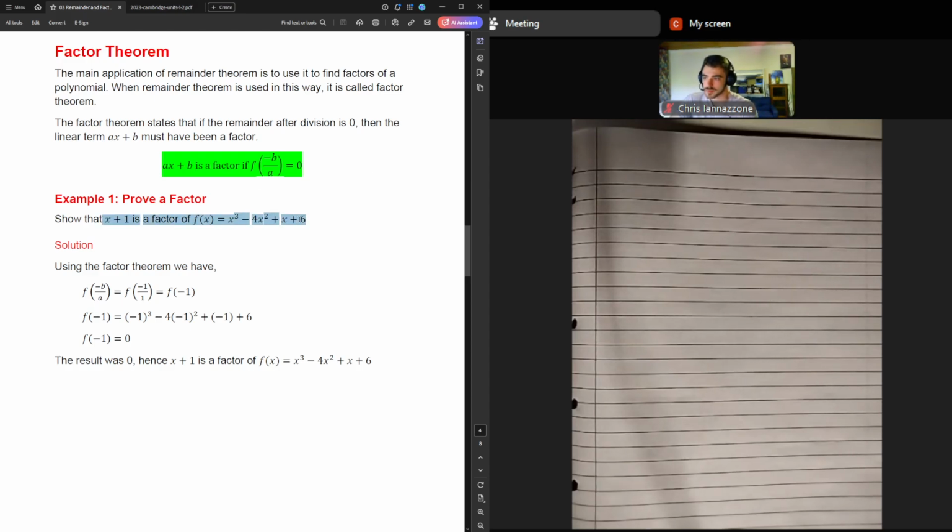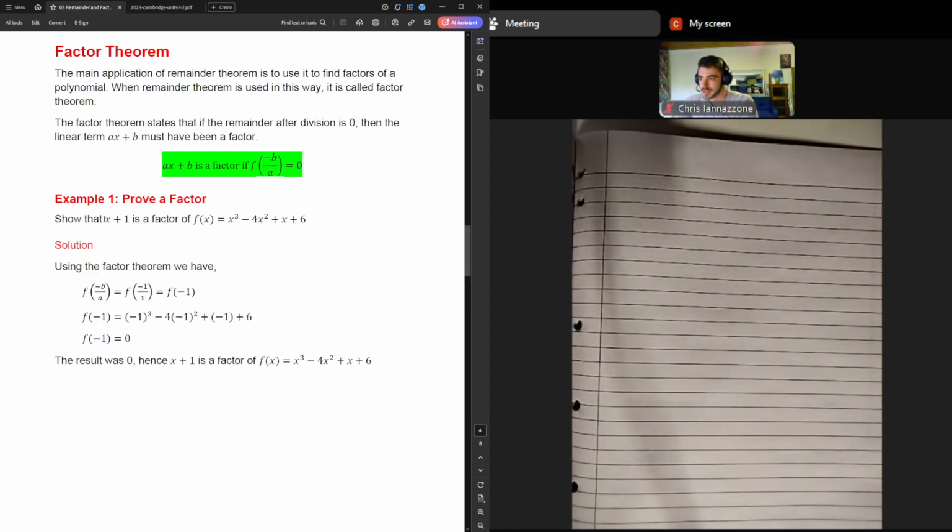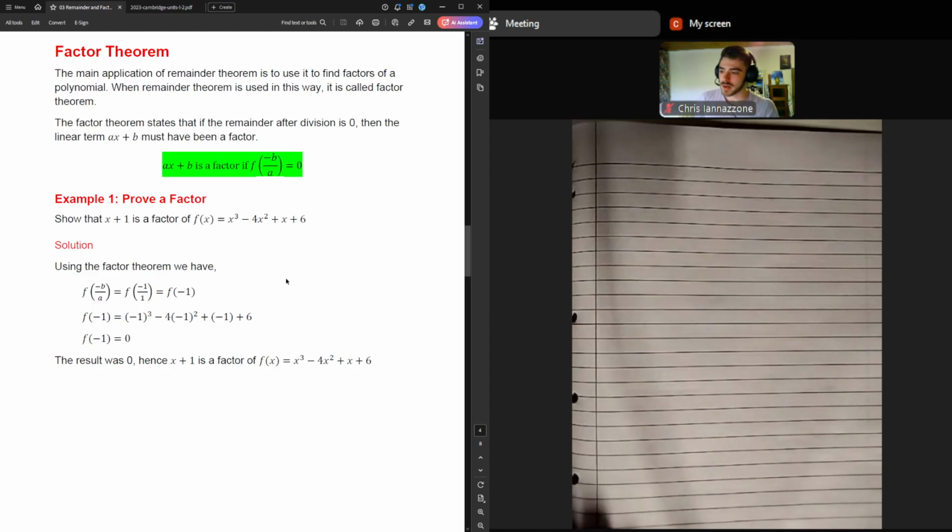So if you want to prove that a certain linear term is a factor of your polynomial, you just want to sub in that linear term, the -b and the a, into your remainder theorem and see that it equals 0. So in this case, we have x plus 1, so -b must be -1 and a must be 1. Our final result there is f of -1, and after plugging that into all the spots in f of x, you see that f of -1 is equal to 0. That result of 0 means that our x plus 1 must have been a factor of that cubic.